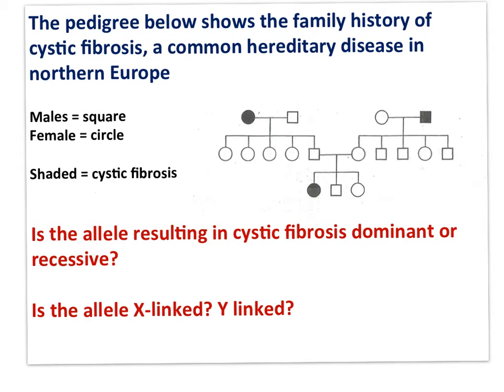Let's pretend we don't know that information, and we'll use the pedigree to determine whether it's dominant or recessive, or whether it's X-linked or Y-linked. Let's start. If the disease allele were dominant, then one of these two parents would also have had the disease in order to pass it on to this child. Neither of them has the disease, so neither of them has the dominant allele, so the allele is not dominant. It's recessive.